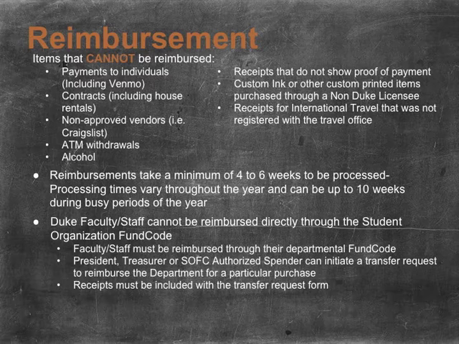Please note that Duke faculty and staff cannot be reimbursed directly through the Student Organization Fund Code. Faculty and staff must run all expenses through their departmental fund code. If the student organization wishes to cover an expense that the department paid for, the president or treasurer must initiate a transfer request. Visit the UCAE website for complete details on how to transfer funds to a department.